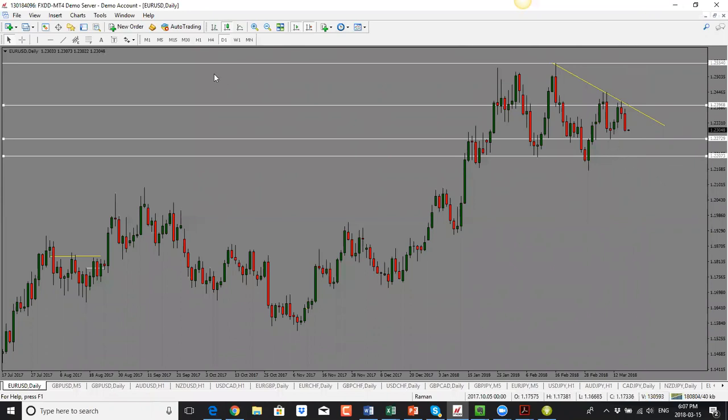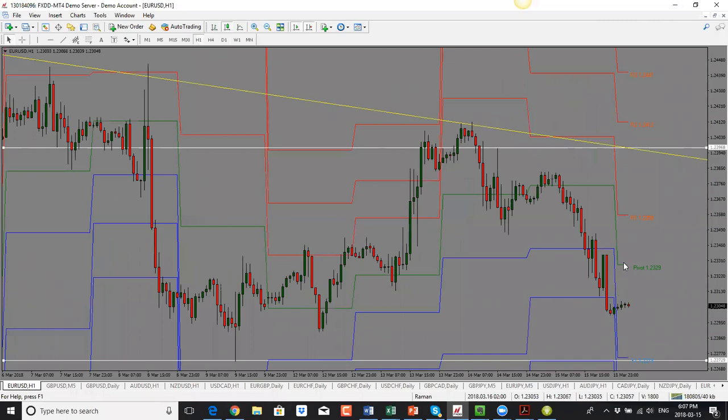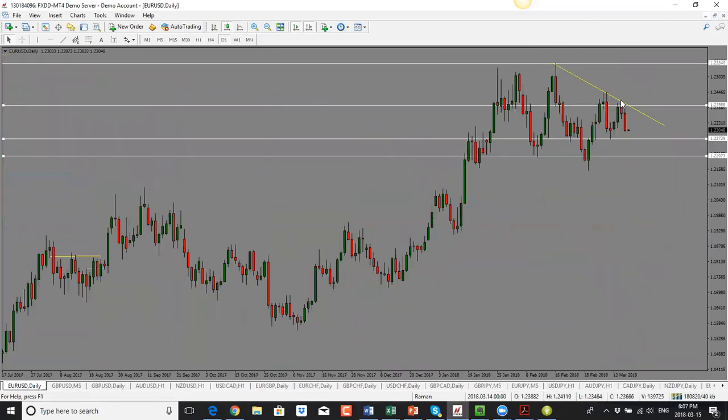1.2200. So I'm looking for price to drop, and we could get a pullback here into the pivot point and then a drop. A potential move could look something like this. A pullback into the pivot point, which is also our support and resistance right here, or slightly higher than that, and then a drop from there. So we'll keep an eye on that. But overall, the bias is to the downside.